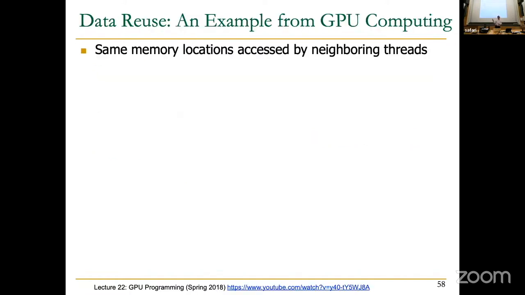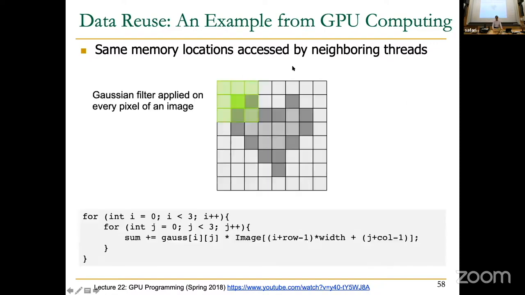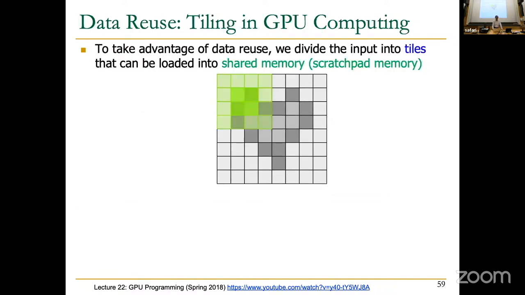I'll give you an example from GPU, real code. You can actually watch a longer lecture from an earlier incarnation of this course. Essentially, we have the same memory location accessed by neighboring threads. You can, for example, apply a Gaussian filter on every pixel of this image. If this is too big to fit in your cache, just do the computations that you need to do over here in a batch, and then you move to the next part, and then you move to the next part. That's the idea over here.